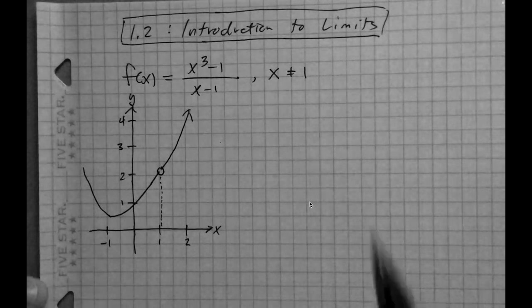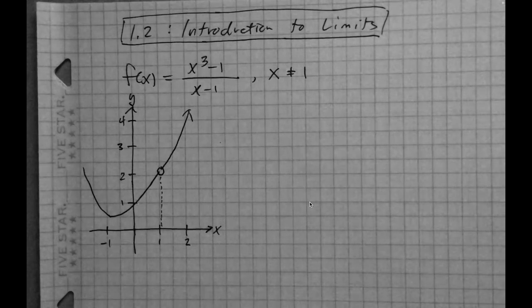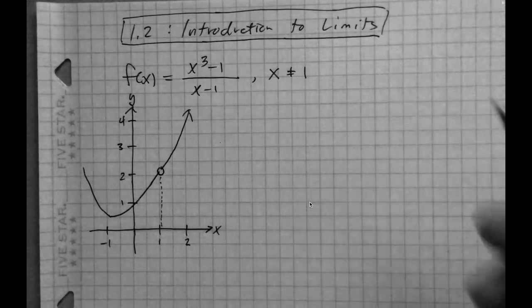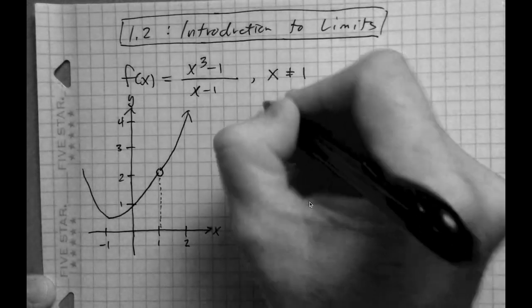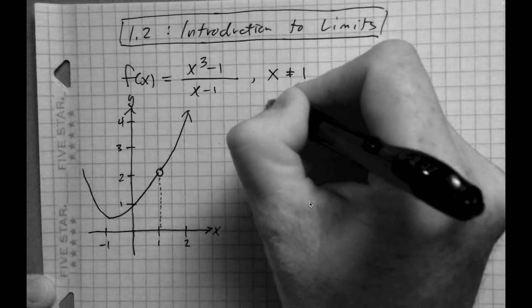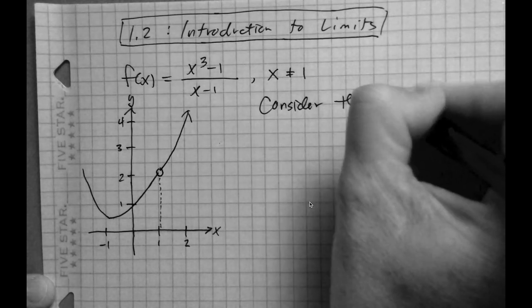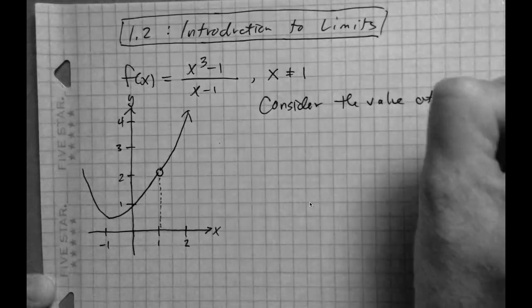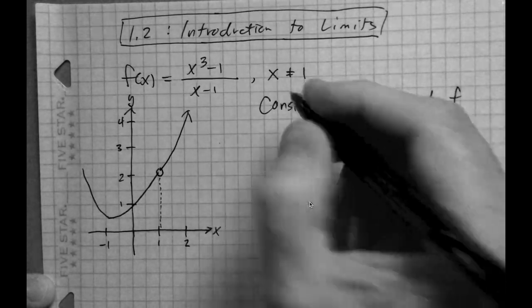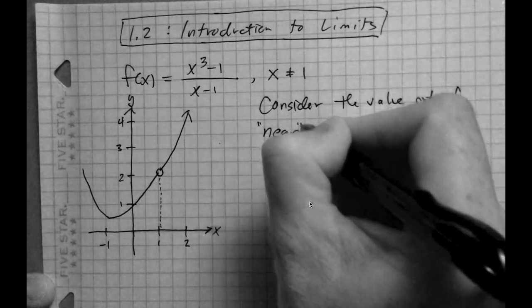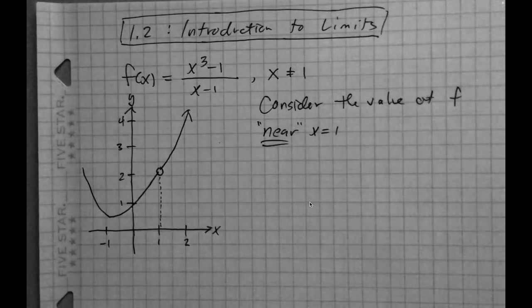So when it comes to algebra, what we would basically be able to say about this function is that there's a hole at x equals 1. Now when we get into calculus, and specifically limits, what we want to be able to talk about is we want to be able to consider the value of f near x equals 1, right? And so this word near is very important.